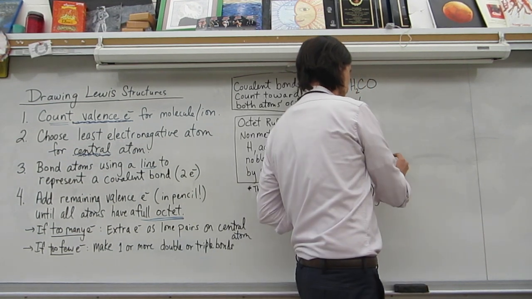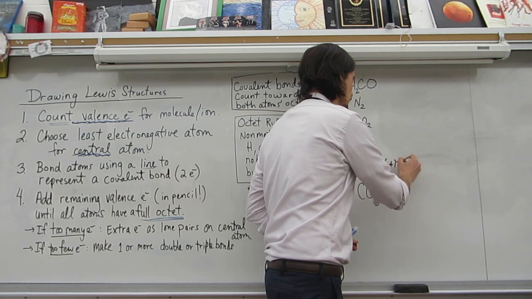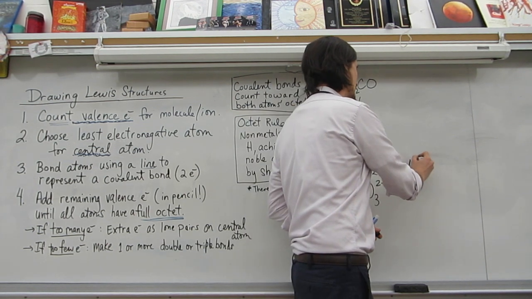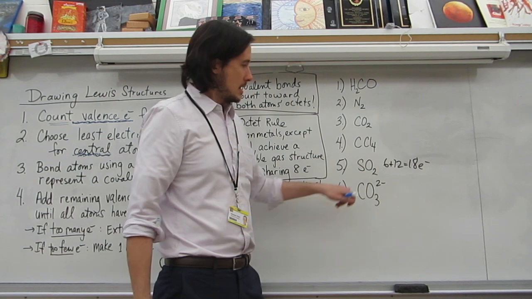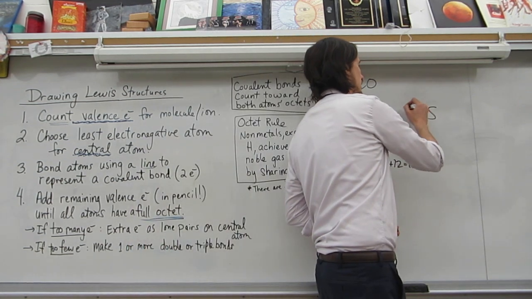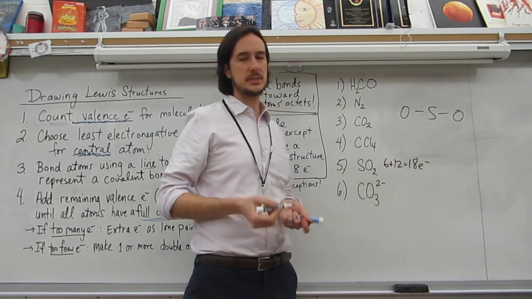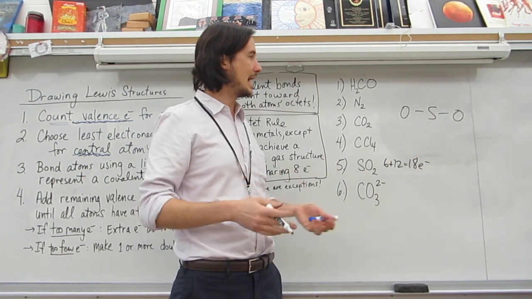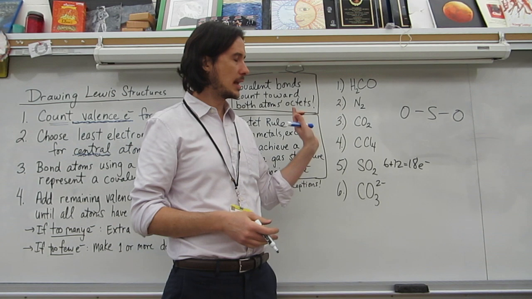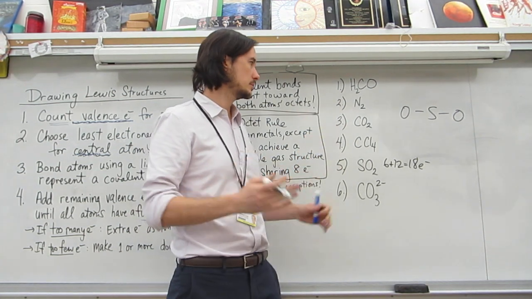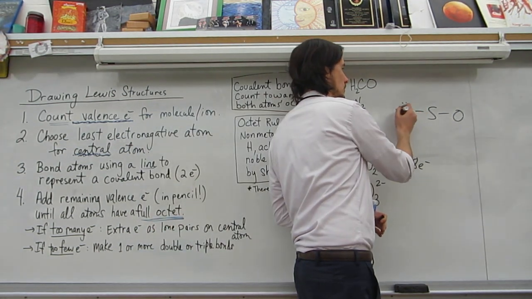SO2. We have 6 for sulfur plus 12 for 2 oxygens, so we've got 18 electrons. And we make our sulfur in the center. That uses 2, 4, that means we have 14 electrons left. So I'm going to start adding them. I add them to the outside atoms first, just to fill those octets. 2.